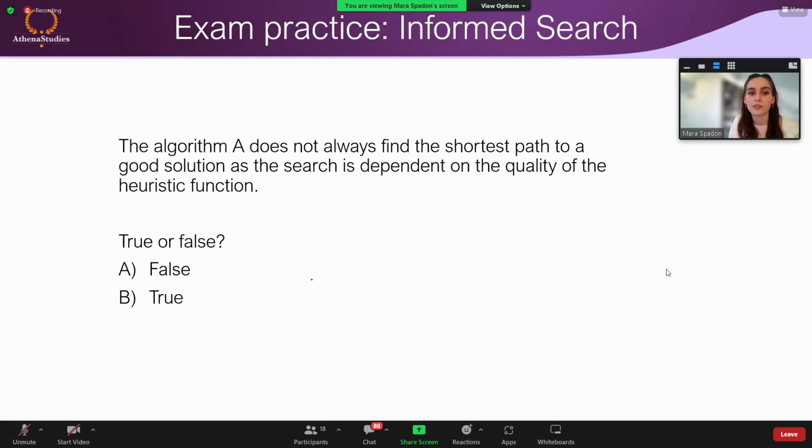All right, so for our next question, it's about uninformed search. The algorithm A does not always find the shortest path to the good solution, as the search is dependent on the quality of the heuristic function. Is that true or false?